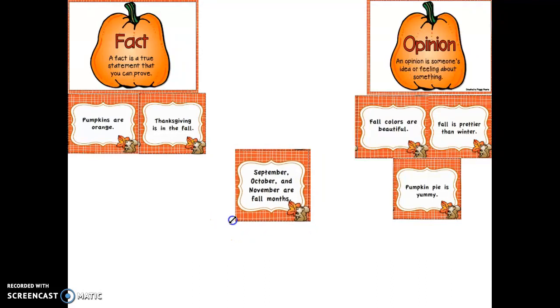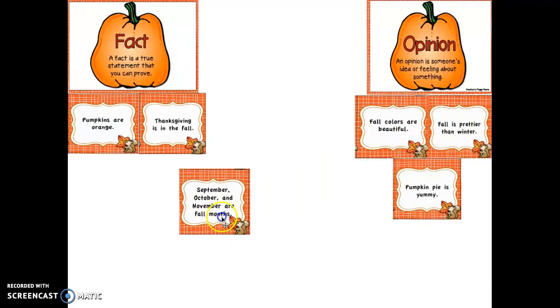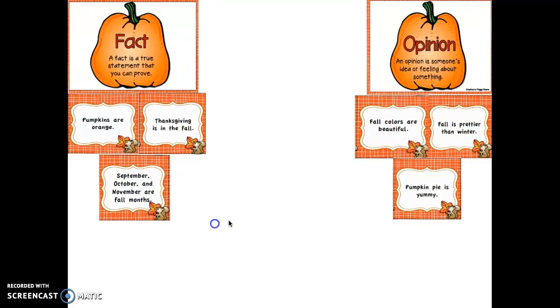September, October, and November are fall months. This would be a fact. We can go on our calendar, we can do a little research, and we'll see. We'll find factual evidence that September, October, and November are fall months. That statement can be proven, so it is a fact.